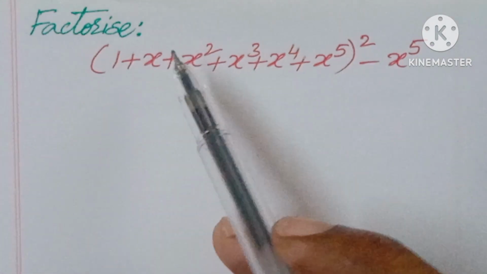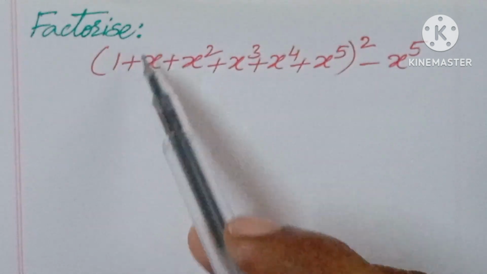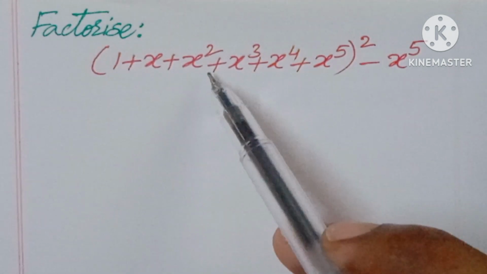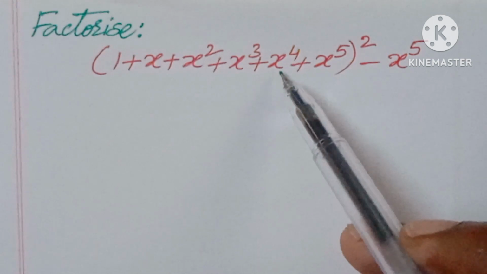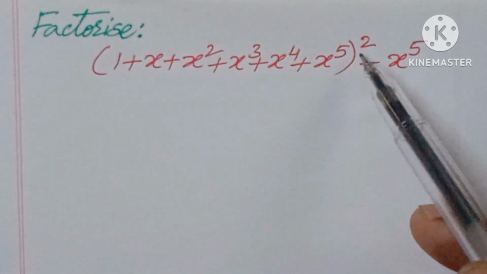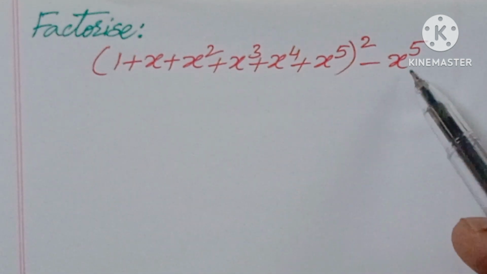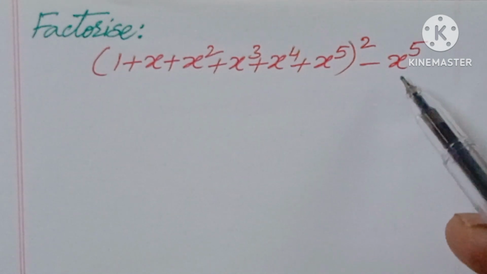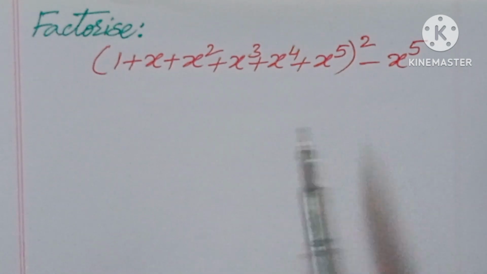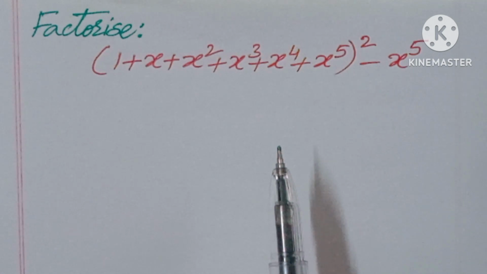Today we are looking at one logical question. The question is: factorize (1 + x² + x³ + x⁴ + x⁵)² − x⁵. So some logic is there. That's why this problem is selected. Before you solve this problem, pause the video for 10 seconds and try it.